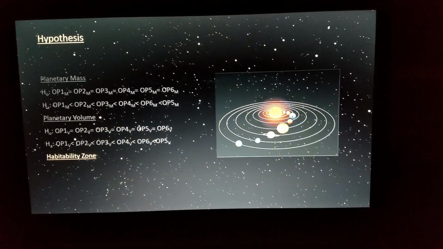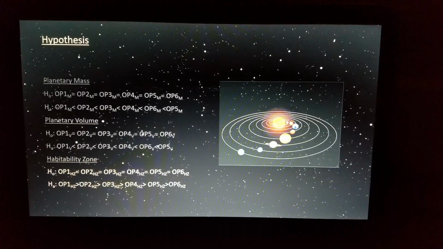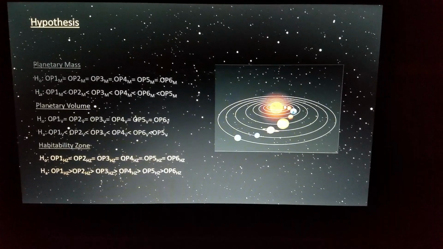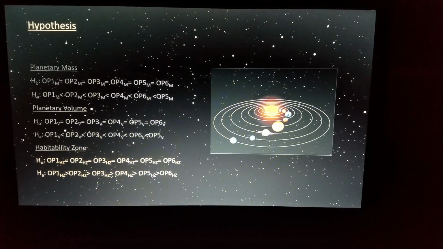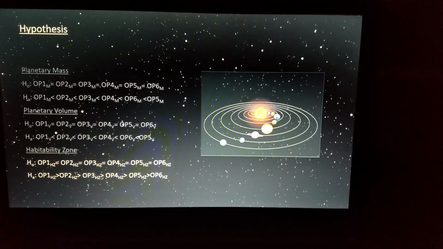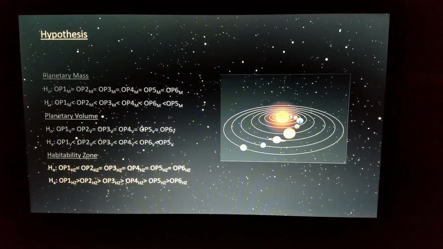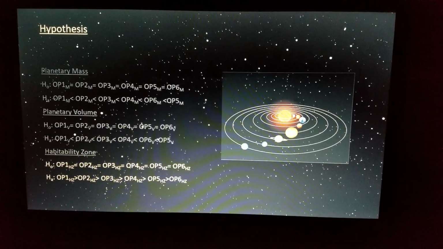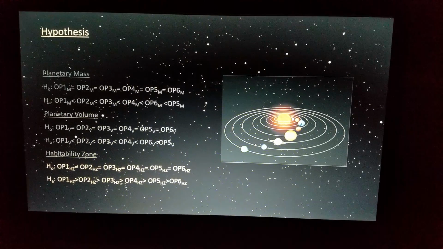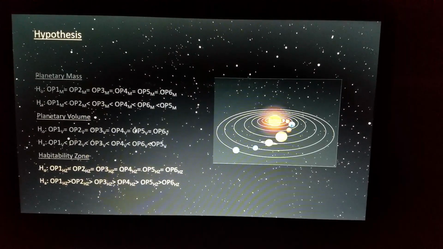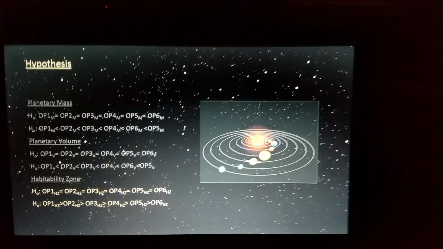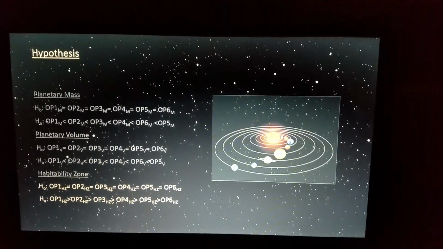With my last hypothesis, about habitability, the null is that the likelihood of a planet being habitable does not change as distance increases, while my alternative states that a planet is more likely to be habitable the closer it is to the star.